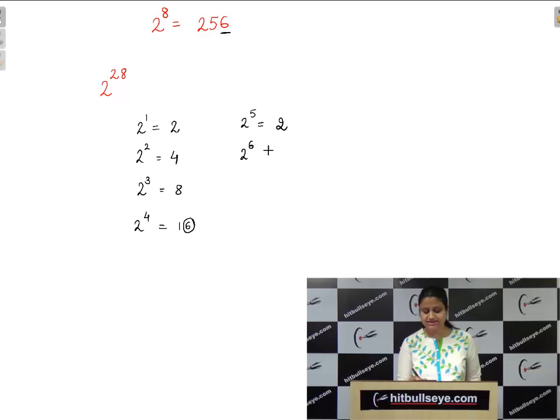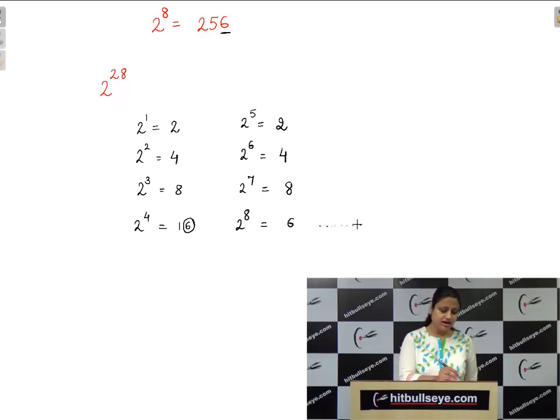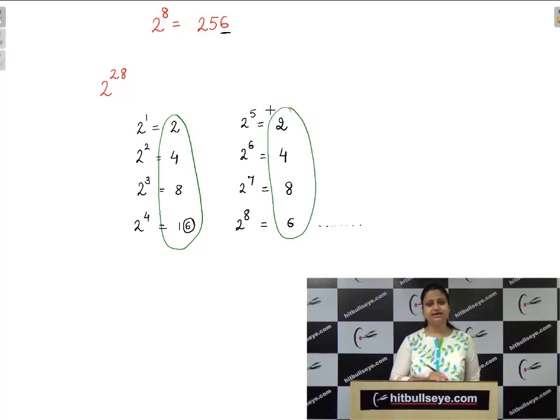2 raised to power 6 is 64. Again I am taking 4. 2 raised to power 7 is 128. It means the unit place is 8. 2 raised to power 8 is 256. That's why I'll consider 6 only, and so on. Now, you can observe that there is a cycle going on. You are getting 2, 4, 8, 6 in the first column. In the second column, you are getting the same thing.